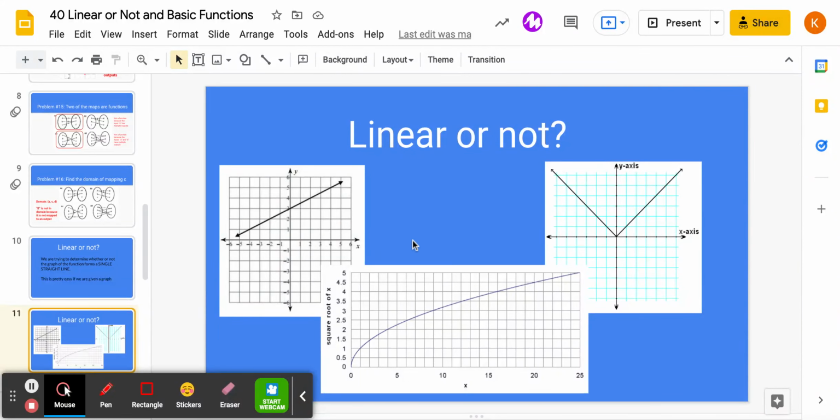So be very careful with the question that's being asked. All 3 of these are functions, okay, because they pass the vertical line test, but not all of those are linear. The only one that's linear is the first one on the left. Let's try a couple other things.